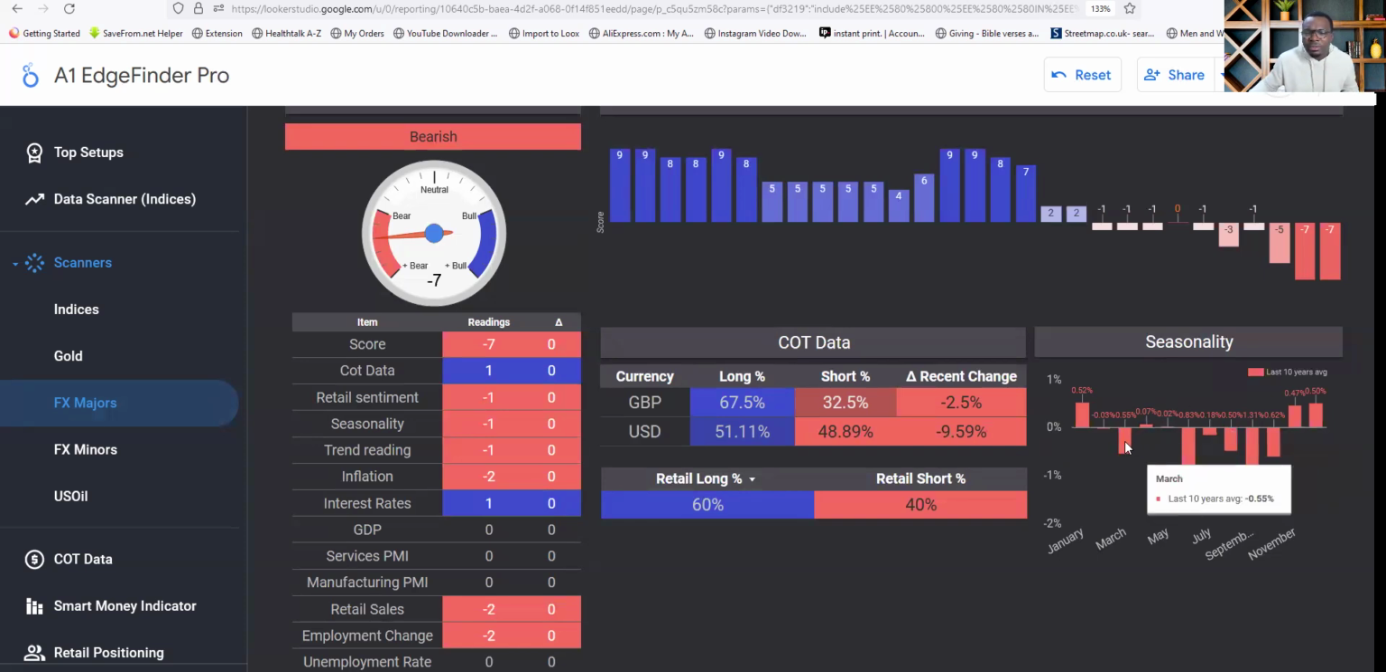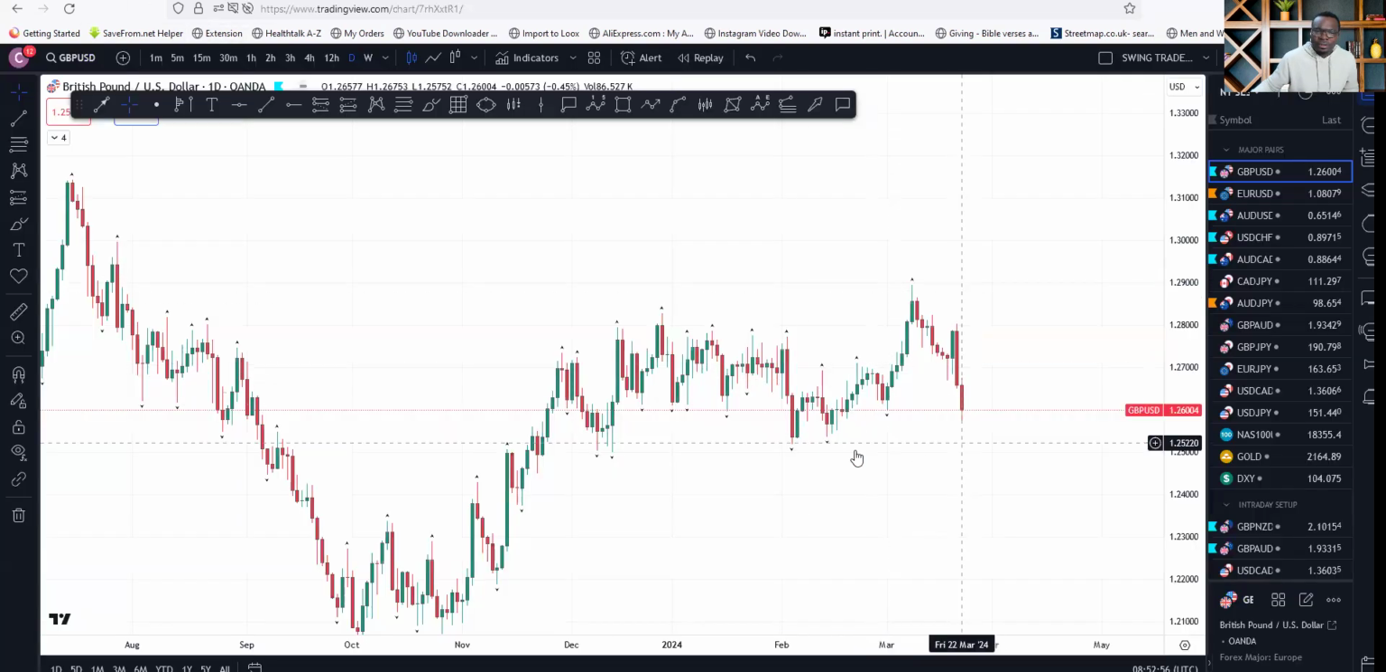But still we are in March. So March is still on. We still have more opportunity for more drop in the month of March. So price may drop on British pound. So I'm looking at that. These are all information that I will look at before I make my decision. But at the moment, it is aligning with what I just thought is going to happen.